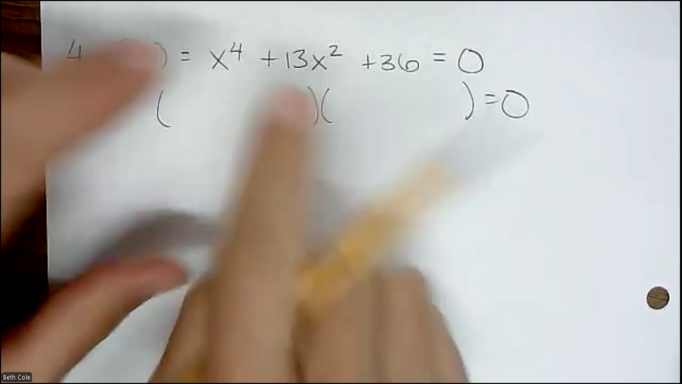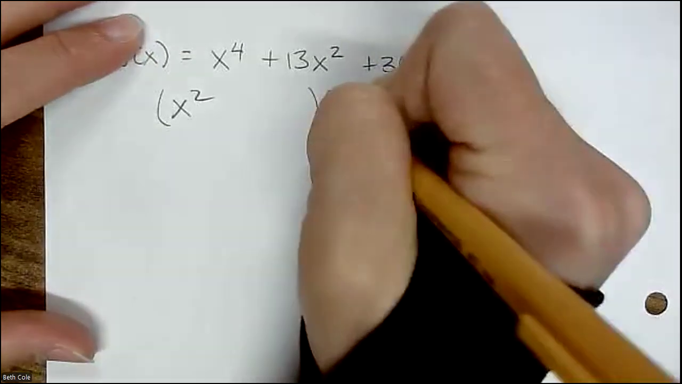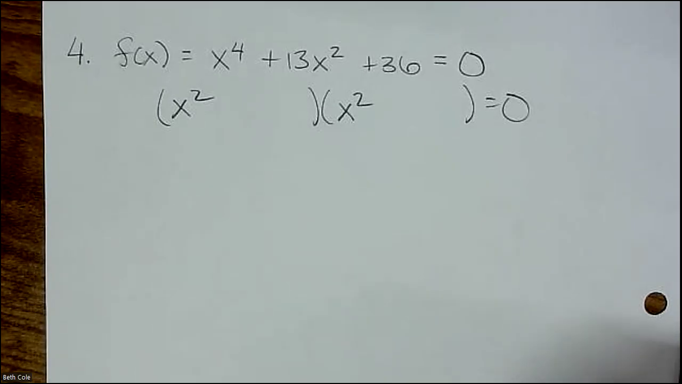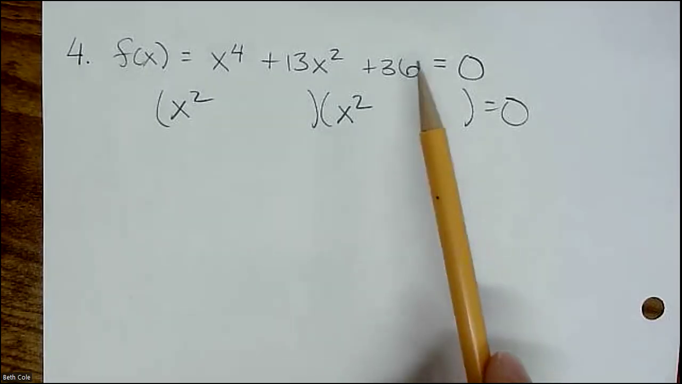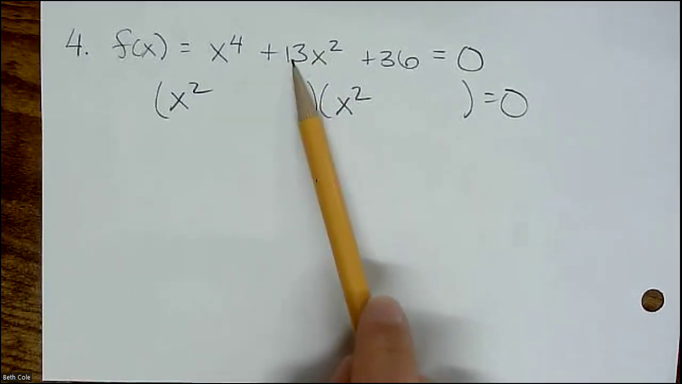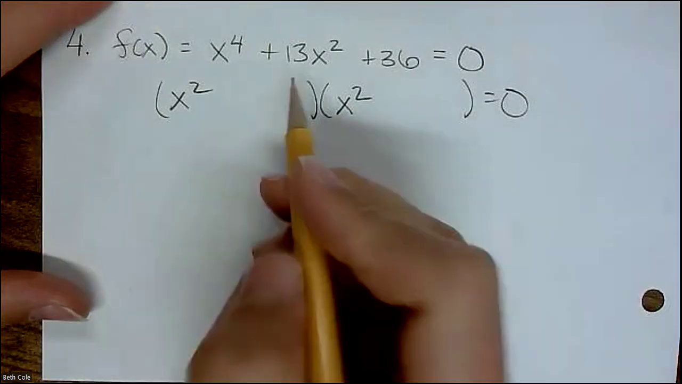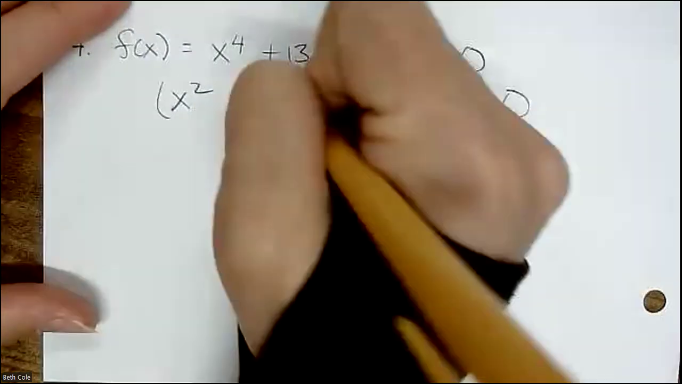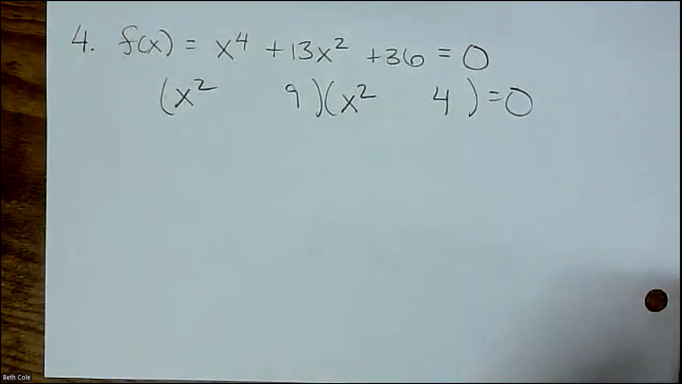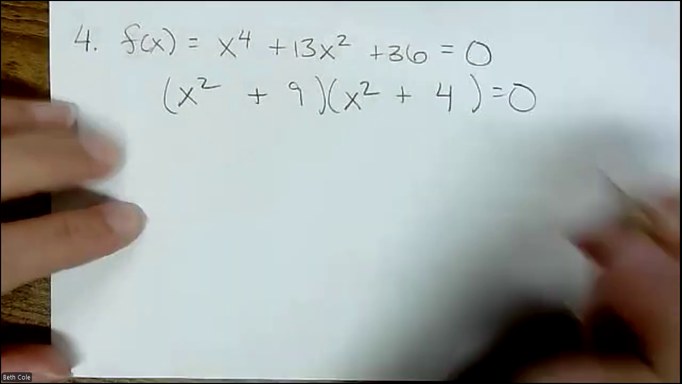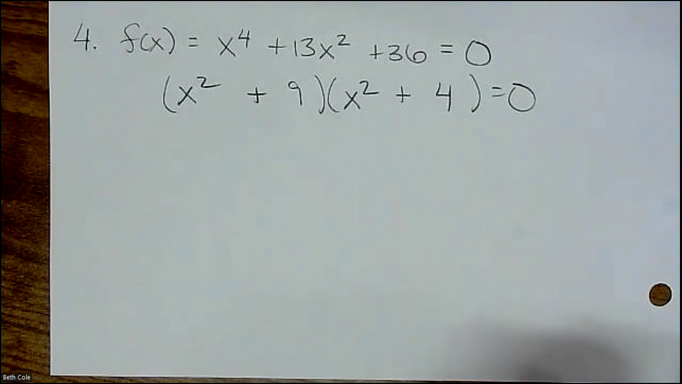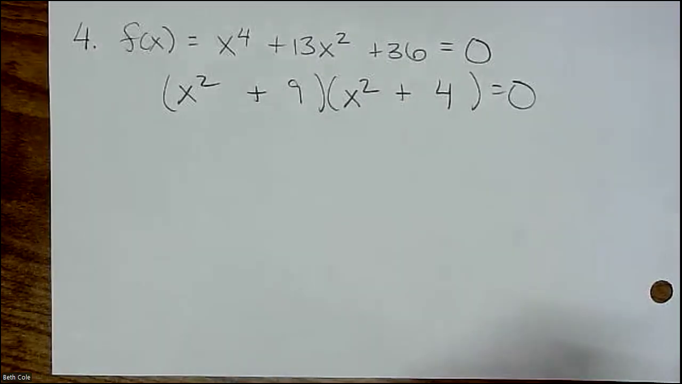Now, when you split up x to the 4th, it's x squared and x squared. You need numbers that multiply to be 36, but add up to 13. Well, 6 plus 6 isn't 13. 9 and 4. And adding is what we want. So you're going to set each of these equal to 0 and work them out. And all the answers should be imaginary.